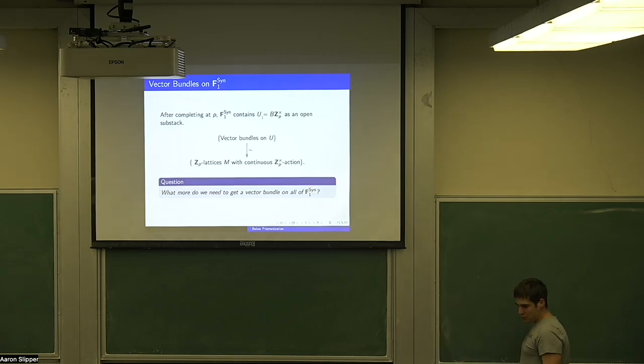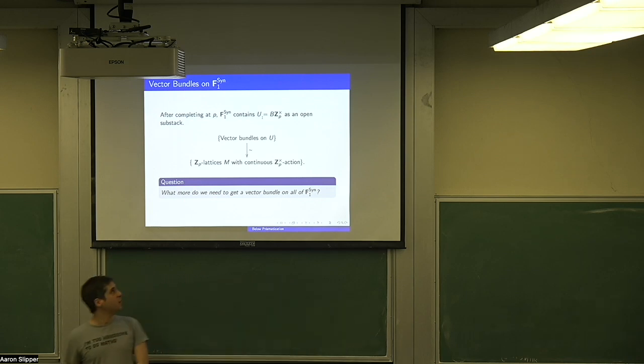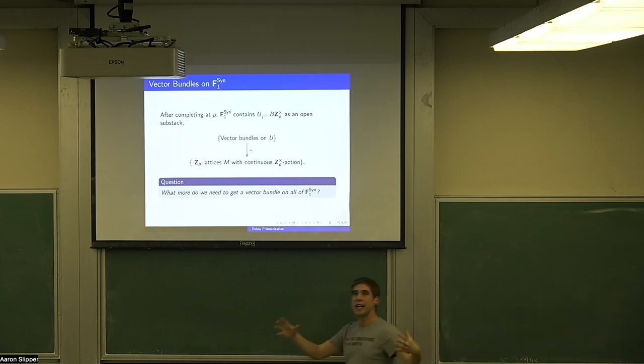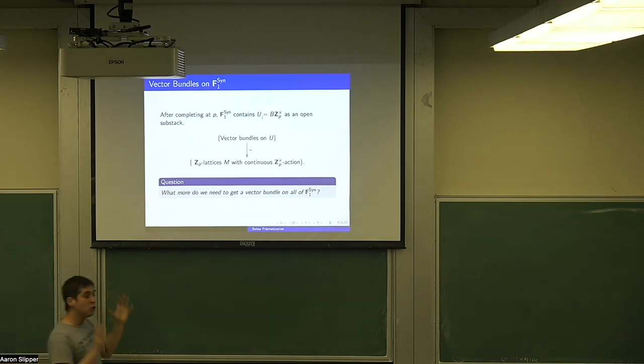And so we could ask, what more do we need in order to get a vector bundle not just on U, but on this entire F1 sin? So one thing that has to happen, remember, F1 sin is a quotient of A1 by something, and that something includes Gm. So there's a map from A1 mod Gm into F1 sin, which means any vector bundle on F1 sin should determine some associated filtration.